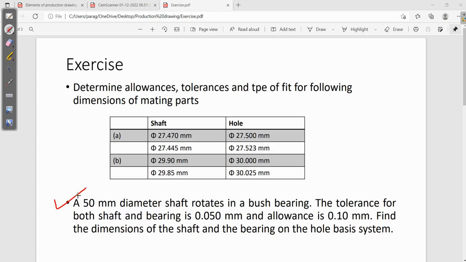Now I am solving this question. A 50 mm diameter shaft rotates in a bush bearing. The tolerance for both shaft and bearing is 0.05 mm. Tolerance is given and allowance is given. Allowance is 0.10 mm. Now in this case, allowance is positive, negative sign is not there. That means what type of fit it is?